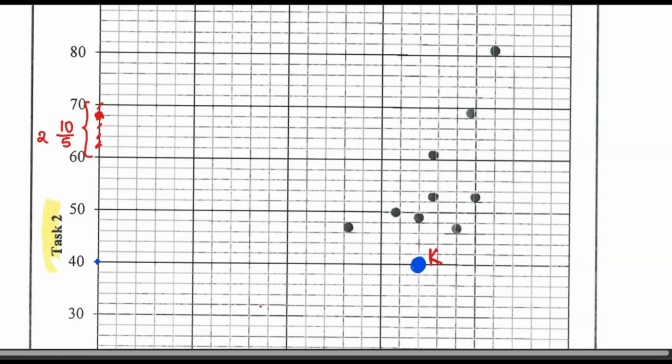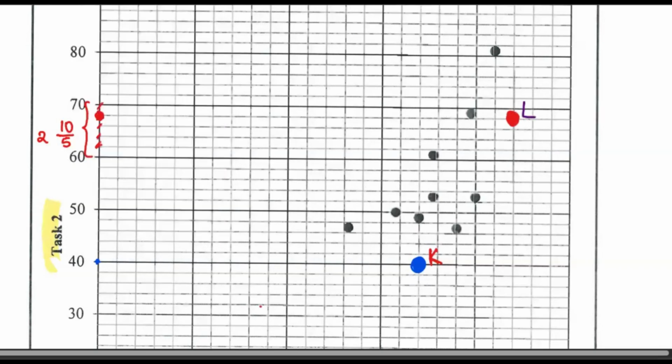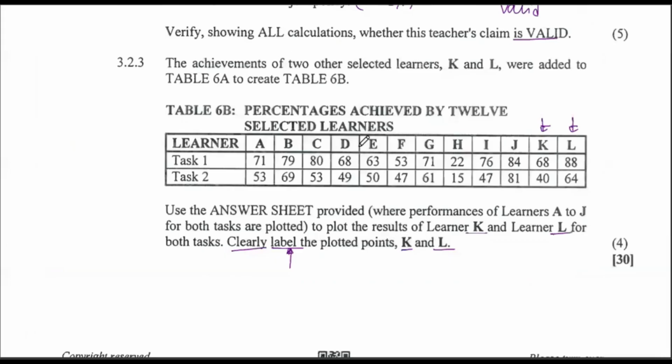So this is a line. This line, when does it meet this one here? This is the point. So we come back and label it as L. So these are the 2 points of the learners that we are supposed to plot. Okay, we go back to question number 3.2.2. And this marks the end of question number 3.